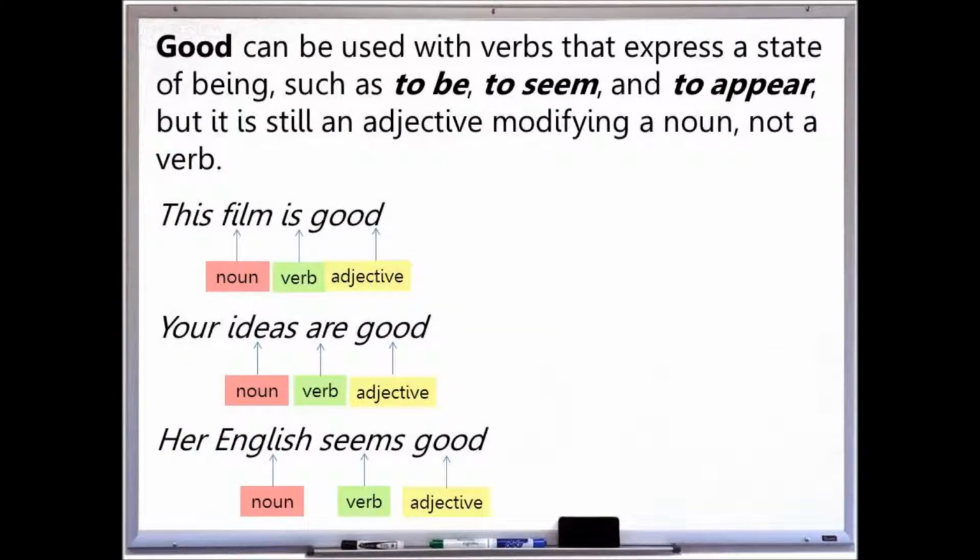Good can also be used with verbs that express a state of being, such as to be, to seem, and to appear. But it is still an adjective modifying a noun, not modifying a verb. Again, let's look at the examples below. The first, this film is good. Again, the word good is describing the quality of the film. 2. Your ideas are good. The same example applies. The adjective is describing the noun, the ideas. And lastly, her English seems good. Again, we are describing the quality of her English.